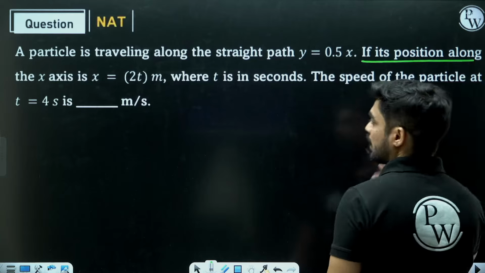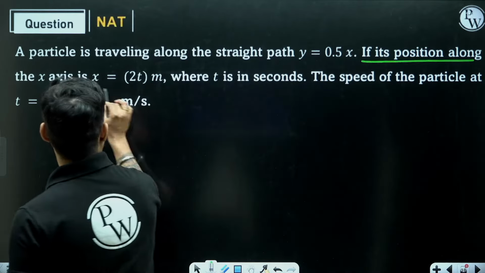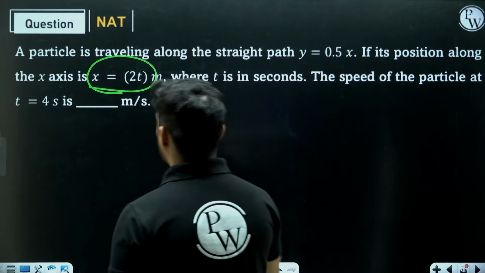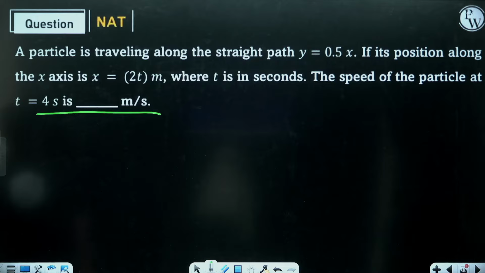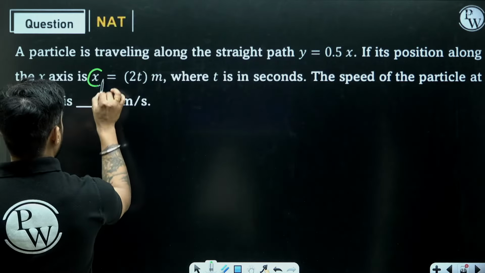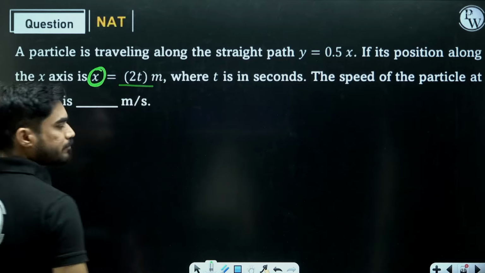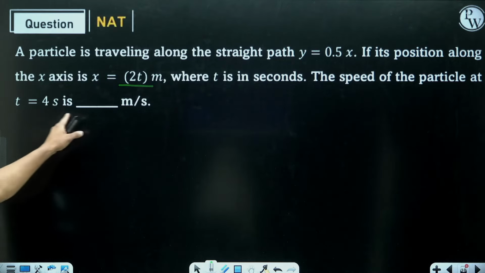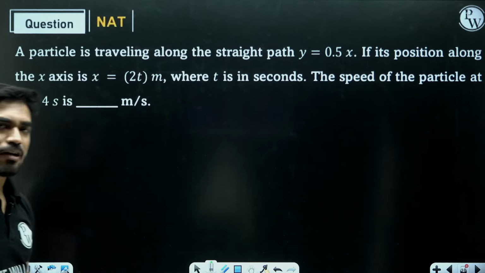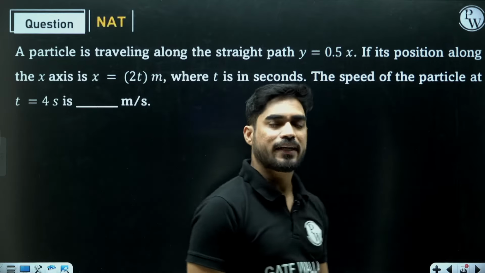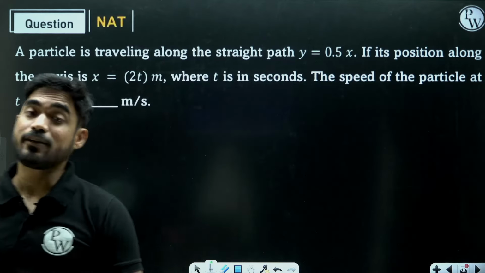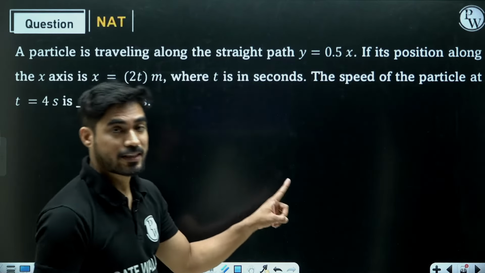If its position along the x-axis is x equals to 2t, where t is in seconds, speed of the particle at t equals to 4 seconds is. So they have given you the equation of motion in x direction, x equals to 2t. Okay, and they are asking you to find the total velocity. Now if you have the displacement, how do you find the velocity? By differentiation. But here we need to find the velocity in x and velocity in y separately.